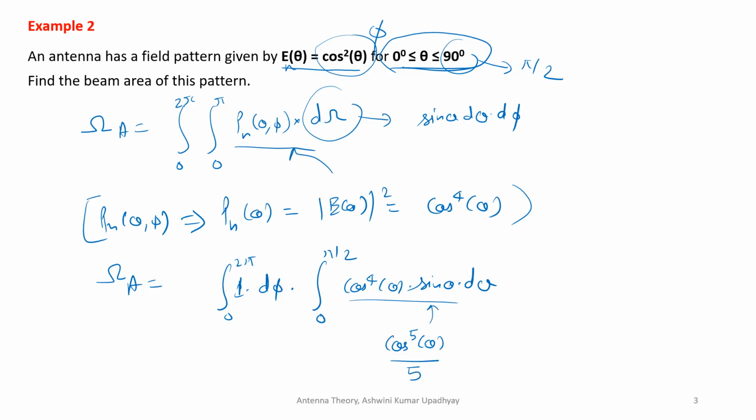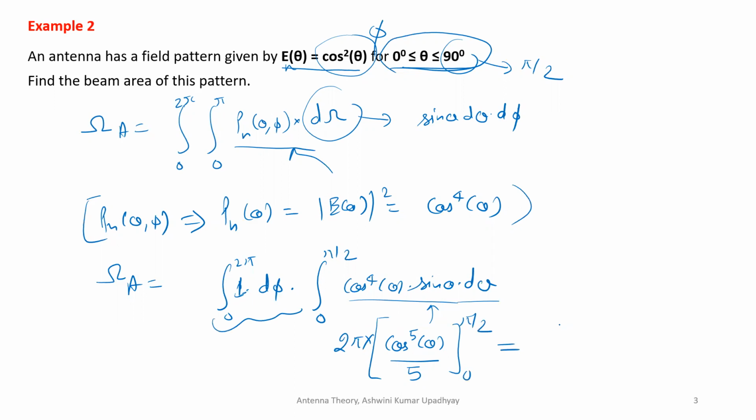So if you differentiate cos to the power 5 theta by 5 with respect to theta, you are going to get this expression. So this is a fairly simple integral, and this expression will give you just 2 pi, because there is only one constant here which has the value of 1. So you will just multiply 2 pi into cos to the power 5 theta from 0 to pi by 2.